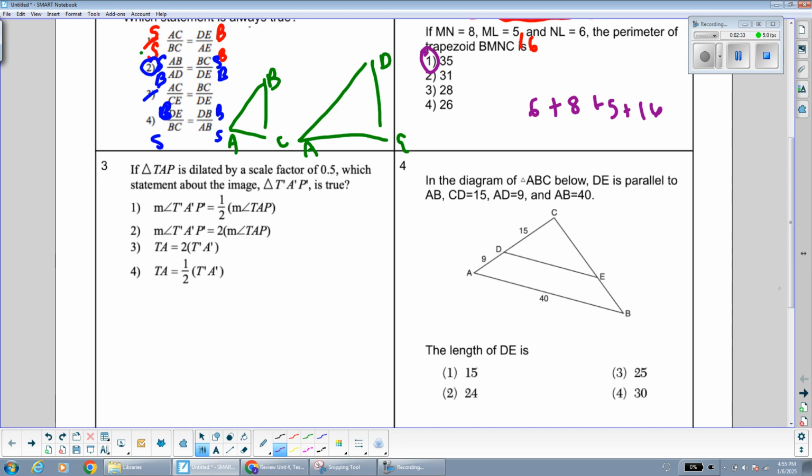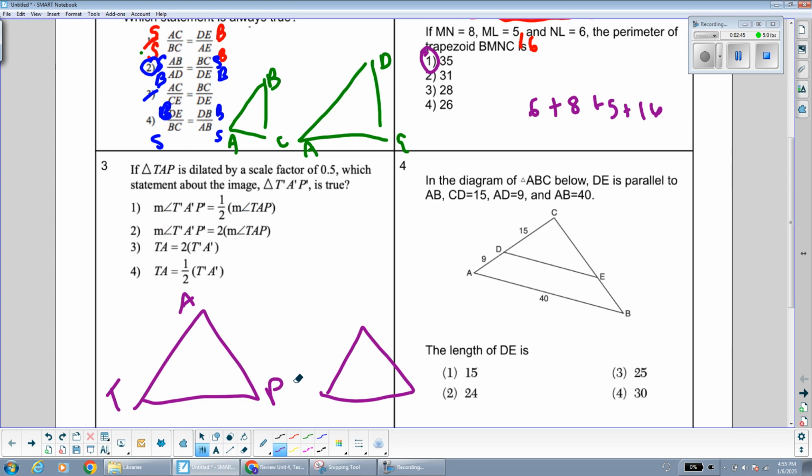For the next one, triangle TAP is dilated by a scale factor of 0.5. So TAP is the larger one. And when it's dilated, T prime, A prime, P prime is the smaller one. So number one is not going to be true because before and after a dilation, angles stay the same. Similar triangles, angles are congruent. So that's not true. Same thing for number two, the angles do not change after a dilation. Angles are congruent before and after a dilation.